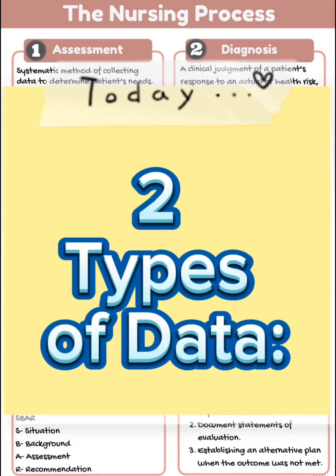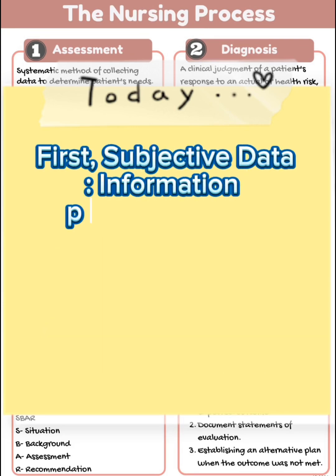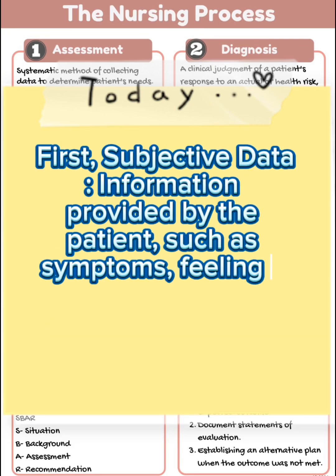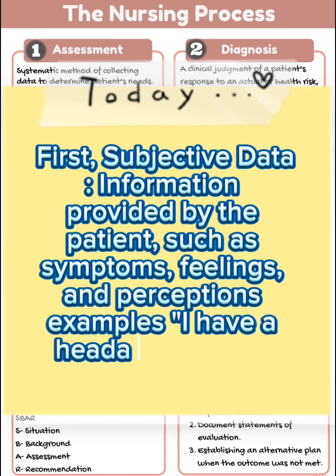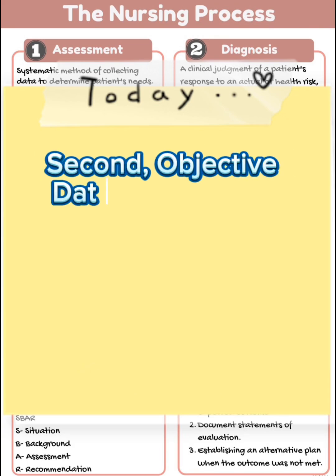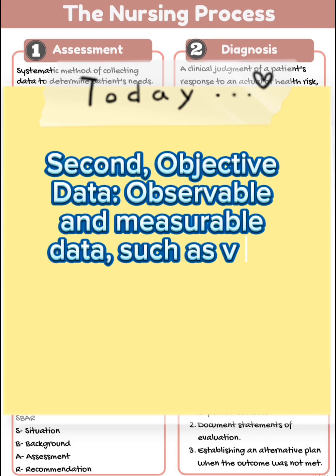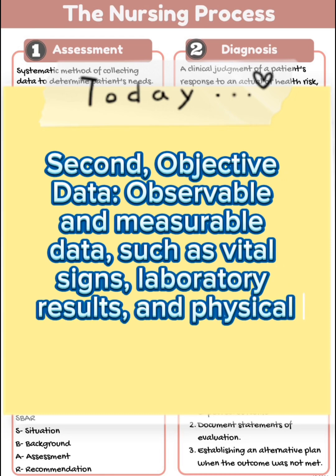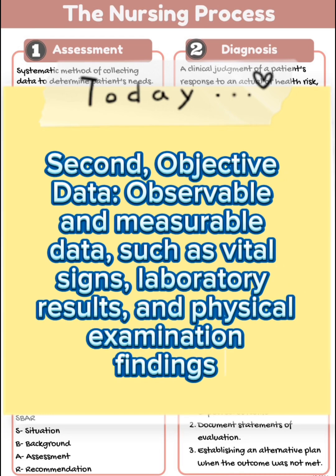2 types of data. First, subjective data, information provided by the patient, such as symptoms, feelings, and perceptions. Examples: I have a headache, I feel anxious. Second, objective data, observable and measurable data, such as vital signs, laboratory results, and physical examination findings.